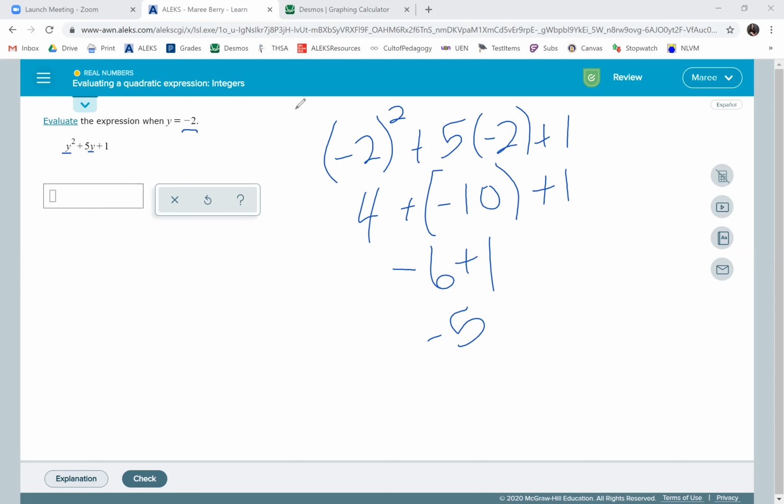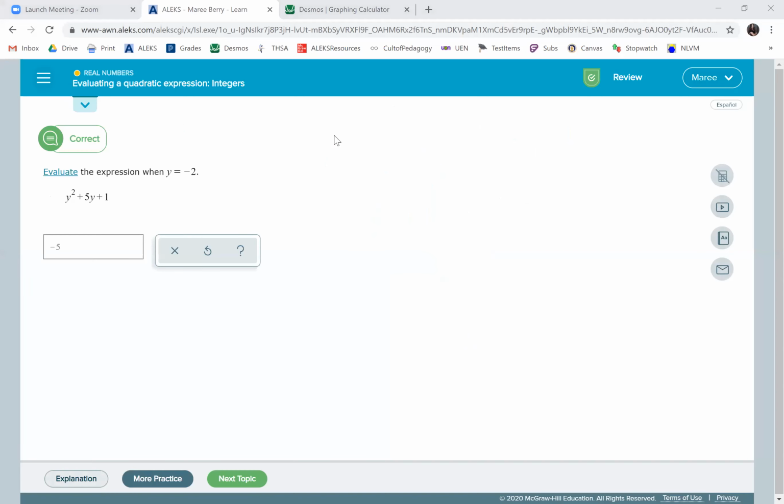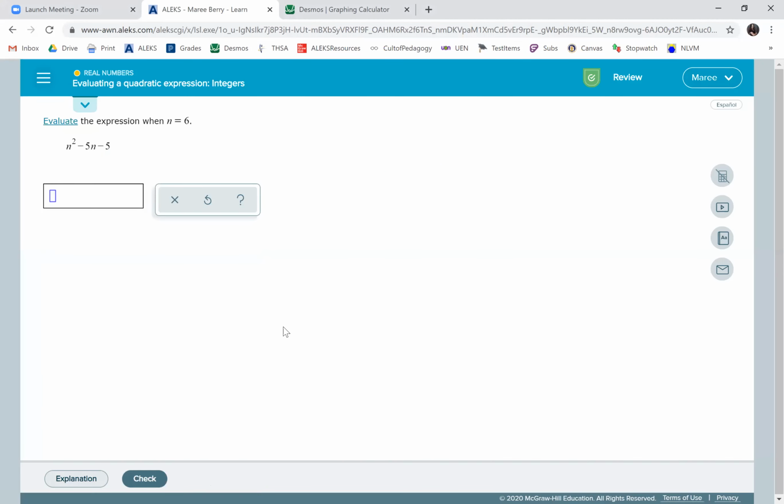You can use a calculator for these if that's something you would like to do, and I'll show you how to do that on the next one. So let's see, we're going to do another practice. Now I'm going to write the problem down here so that when I go to the Desmos, I'll be able to see the problem.